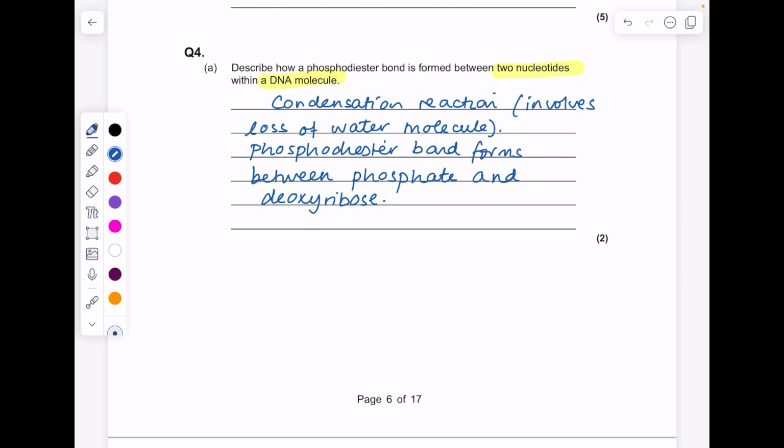Okay, question 4. Describe how a phosphodiester bond is formed between two nucleotides within a DNA molecule. Okay, this is a more straightforward question. It is important that you bank these 2 marks because I'll show you the next part, which is gross. So it's going to be a condensation reaction, which I've specified involves the loss of a water molecule, and this enables the phosphodiester bond to form between the phosphate and the deoxyribose.